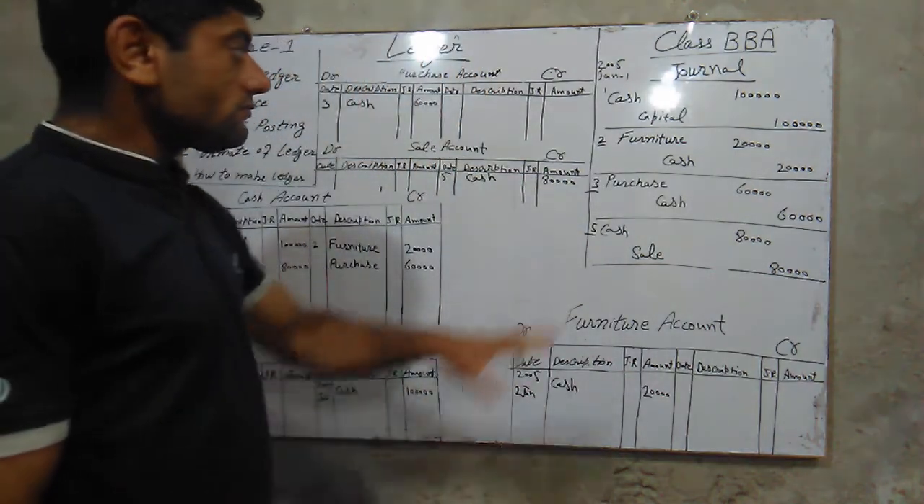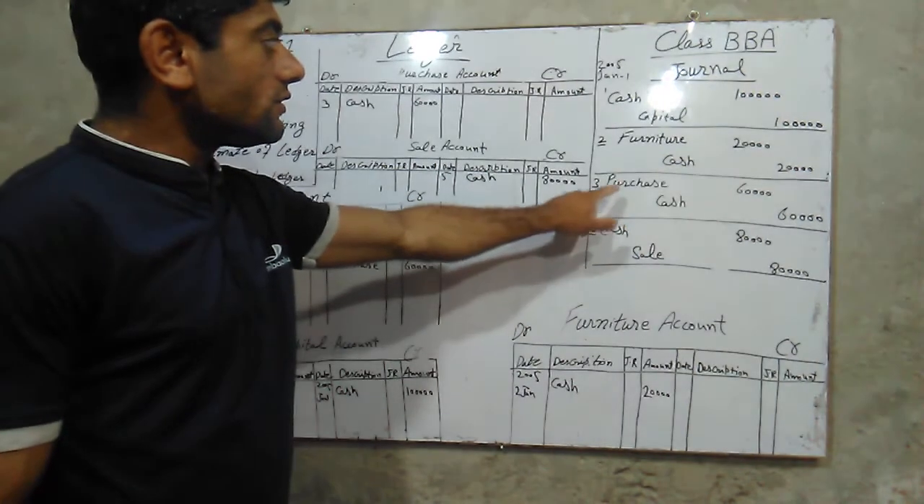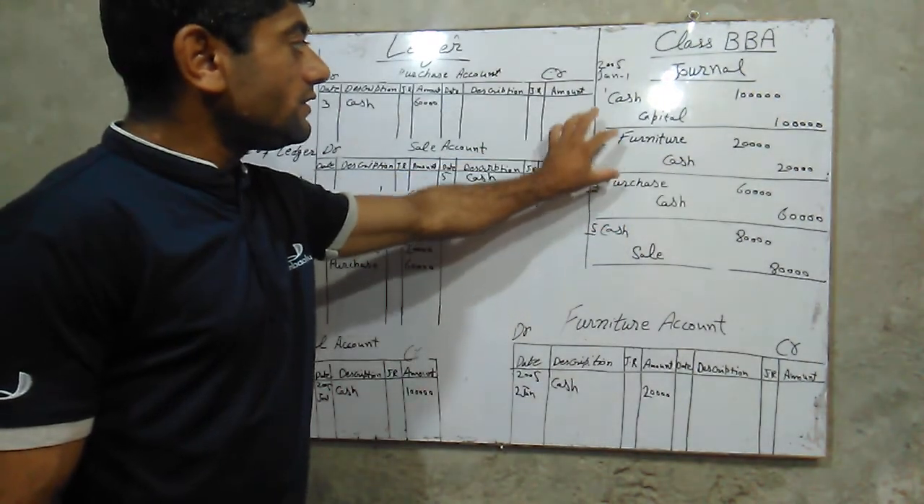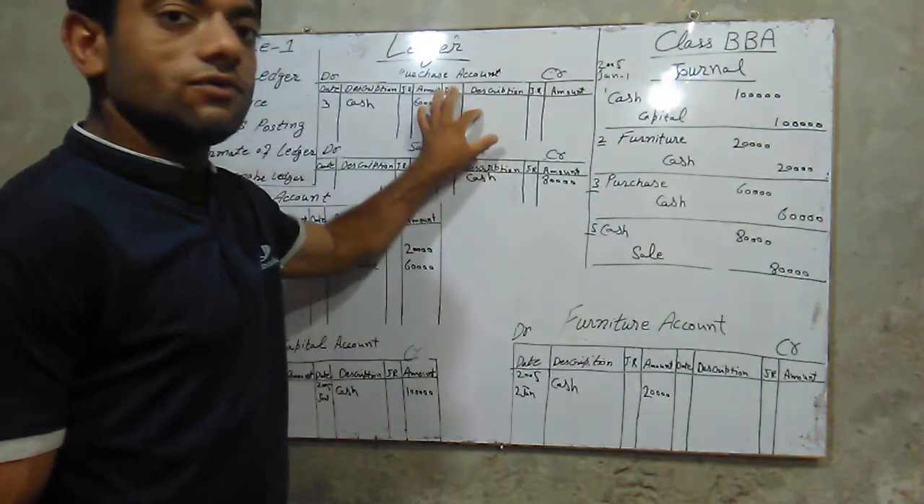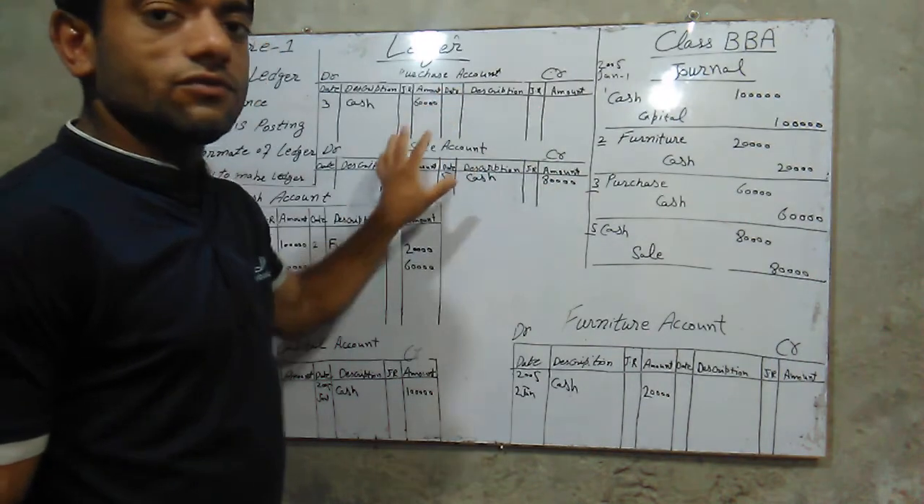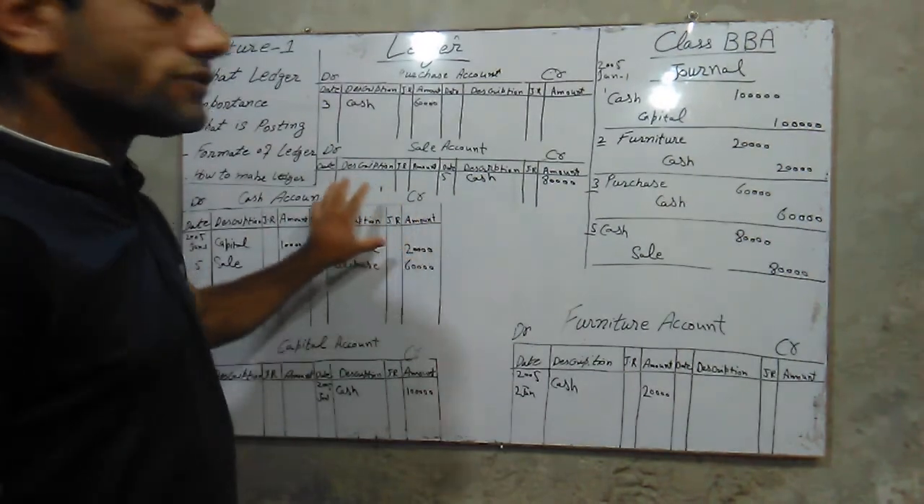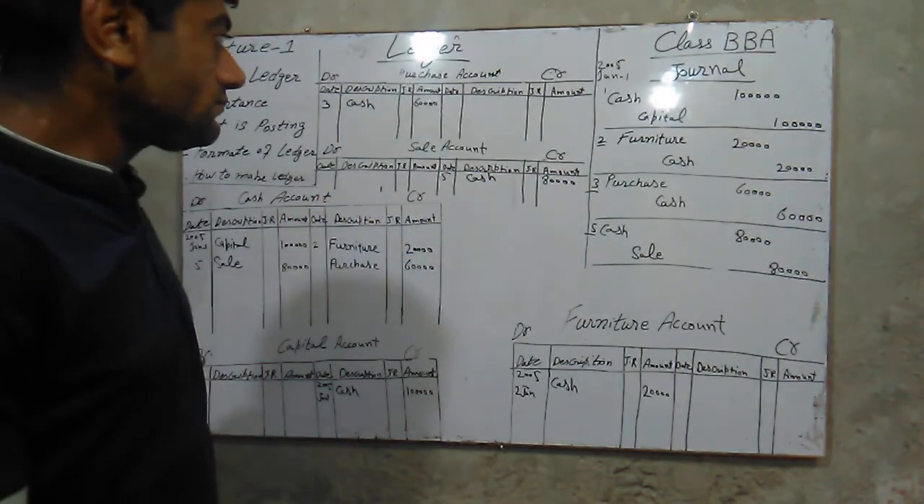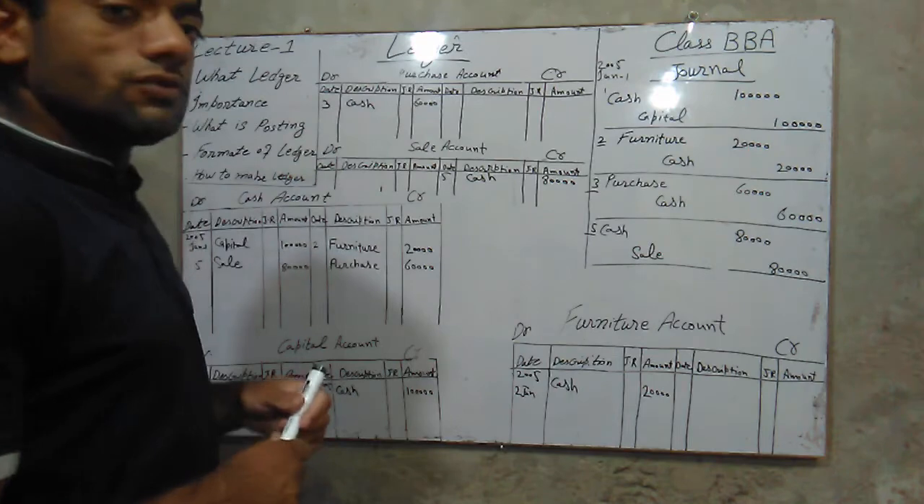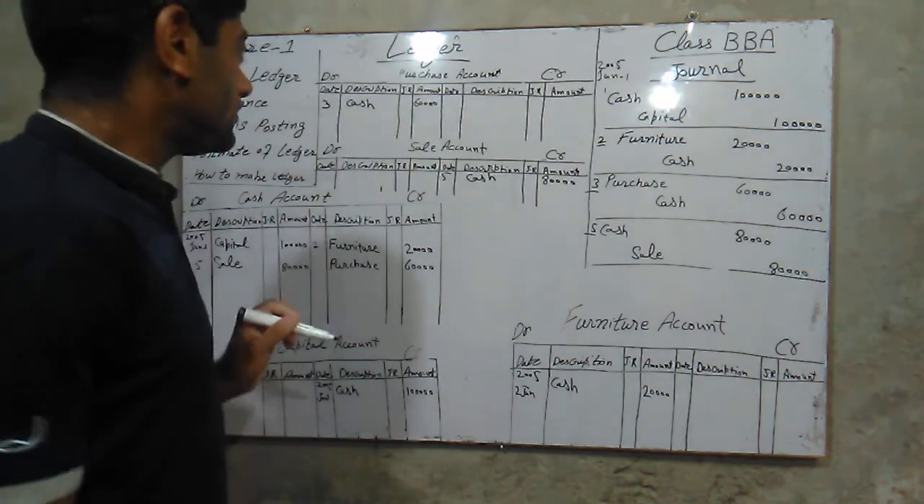So each and every account has a separate account made here and transferred to the relevant account. So check that each and every transaction is posted into the ledger. So now you can make the balances of these accounts.